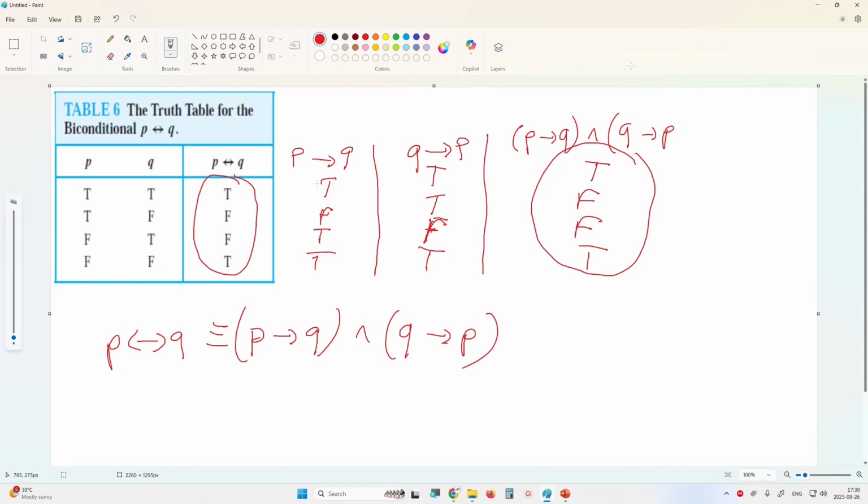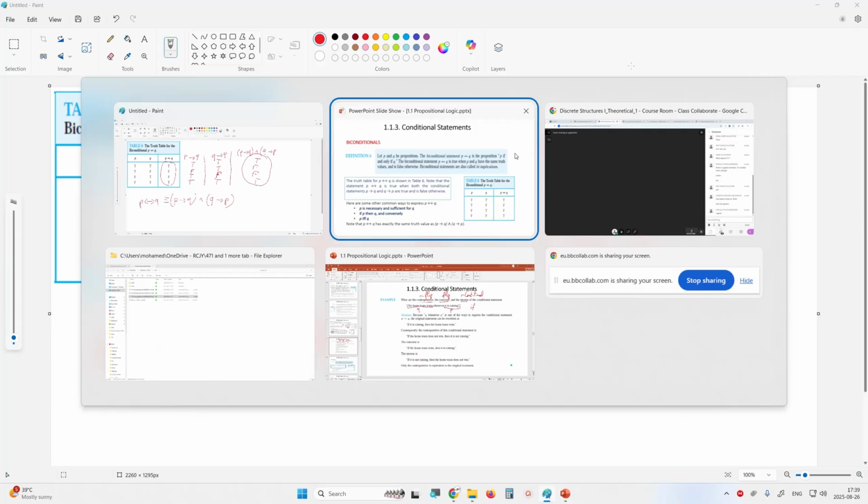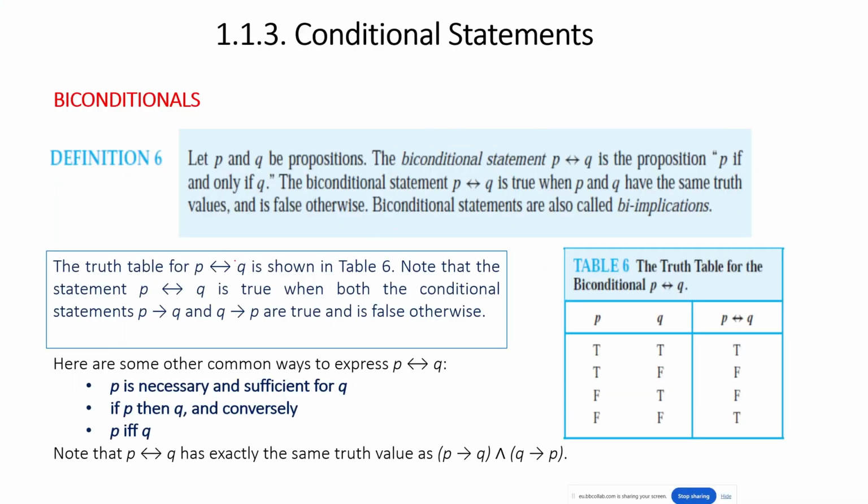So the biconditional is basically what this says. It just gives you that P if and only if Q is the equivalent of having if P then Q and if Q then P. That's what it means.